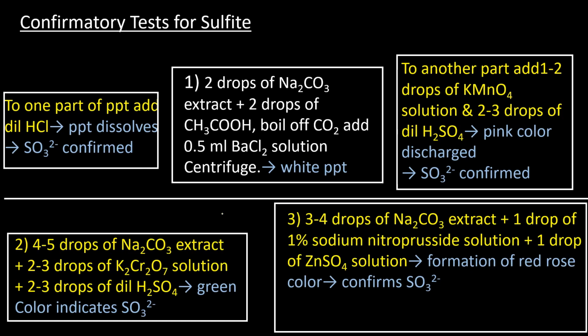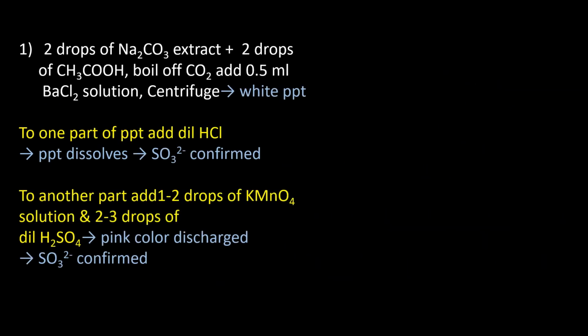Another test: you take a few drops of sodium carbonate extract, then 1 drop of 1% sodium nitroprusside solution and 1 drop of zinc sulfate solution. Formation of red rose color indicates sulfide. Now let's see the reaction and chemistry. So 2 drops of sodium carbonate extract plus acetic acid, boil off carbon dioxide, then you are adding the barium chloride solution, and the white precipitate you are getting, right?